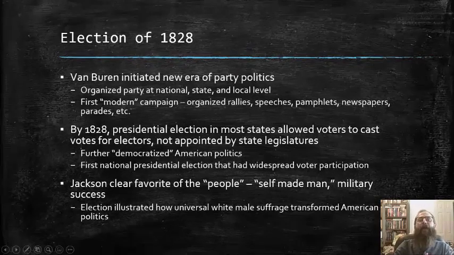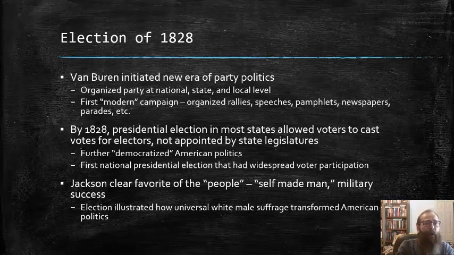Van Buren and the Democratic Party initiated a new era of party politics. They were the first party to really be highly organized at the national, state, and local level. And the election of 1828 has been seen by many historians as the first modern American political campaign that had organized rallies and speeches, pamphlets, newspapers, parades, all of the sorts of things that we have come today to naturally associate with highly competitive elections. Things that go after the vote of your average, everyday American voter.